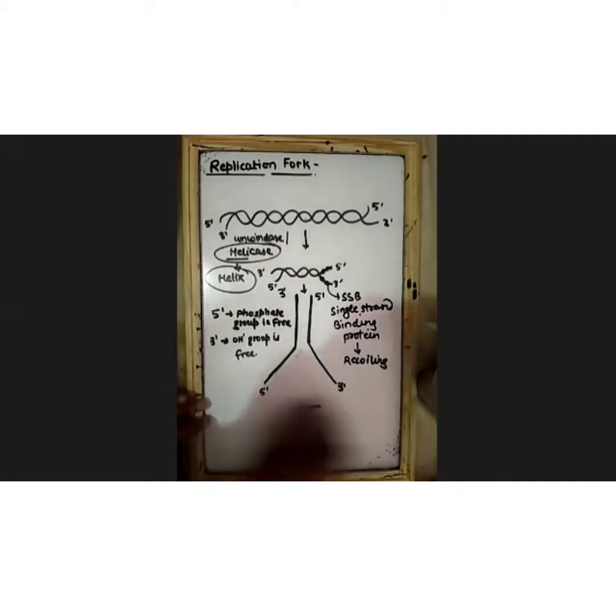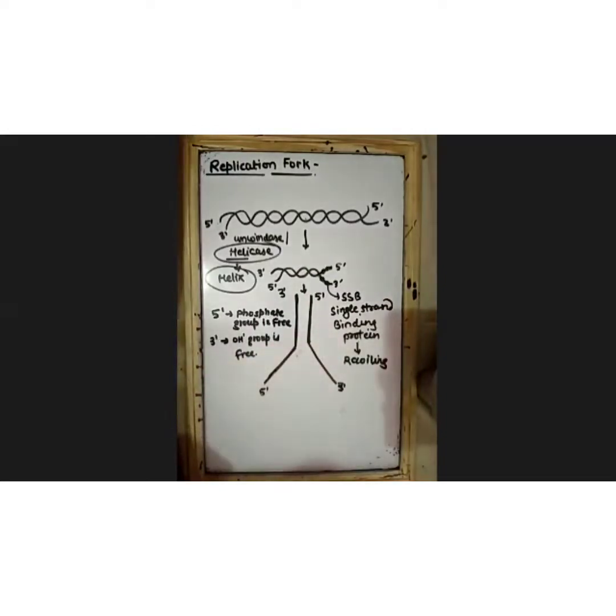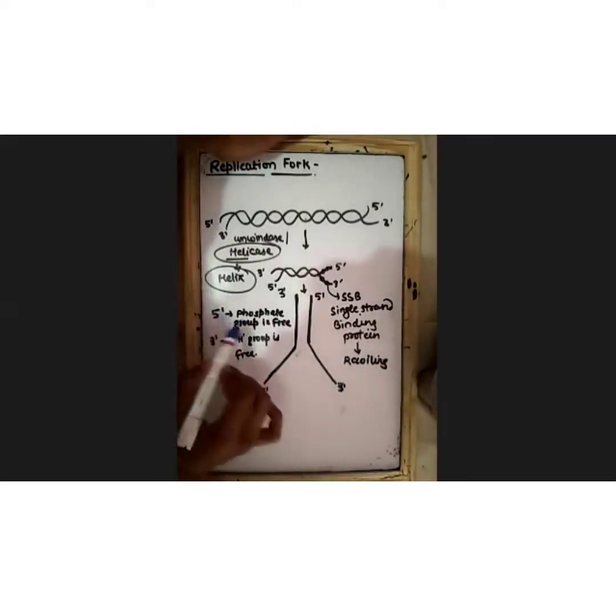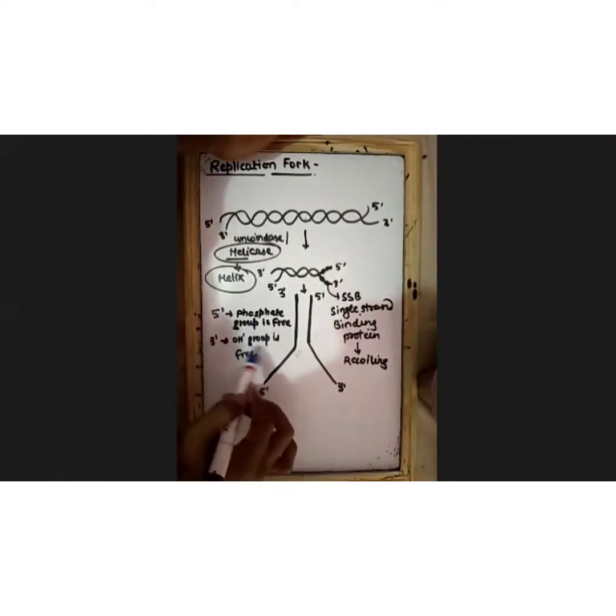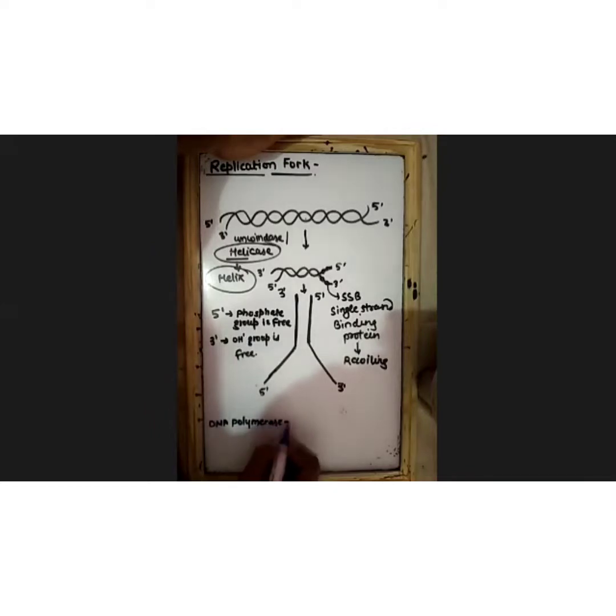Okay. Now here, we have the 5 prime where the phosphate group is free, and we have the 3 prime at which the OH or hydroxyl group is free. Now, the DNA polymerase polymerizes the DNA in the 5 prime to 3 prime direction. Now we will use a primer. Here we will use a primer.